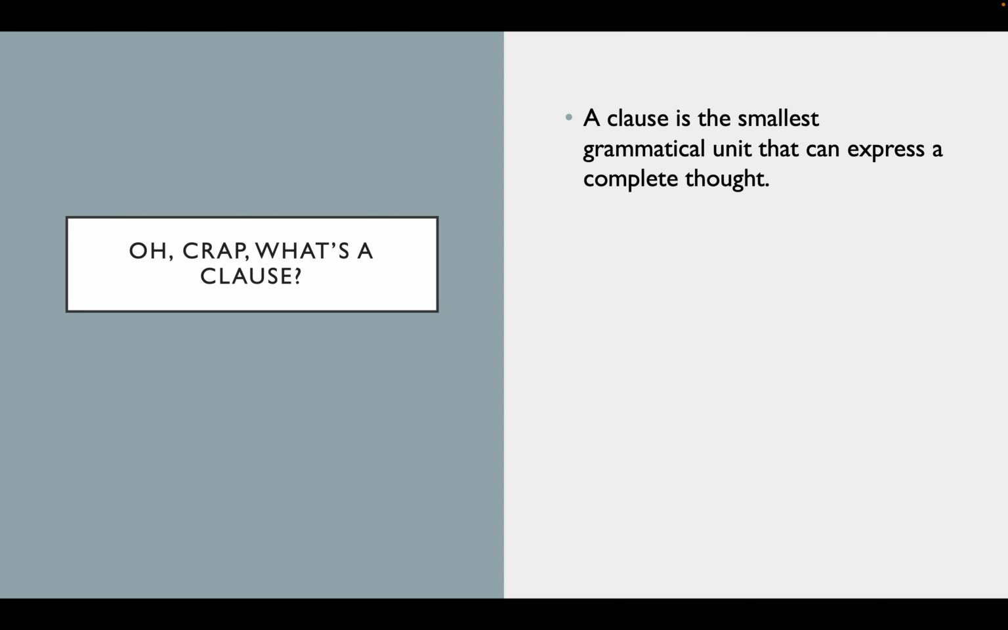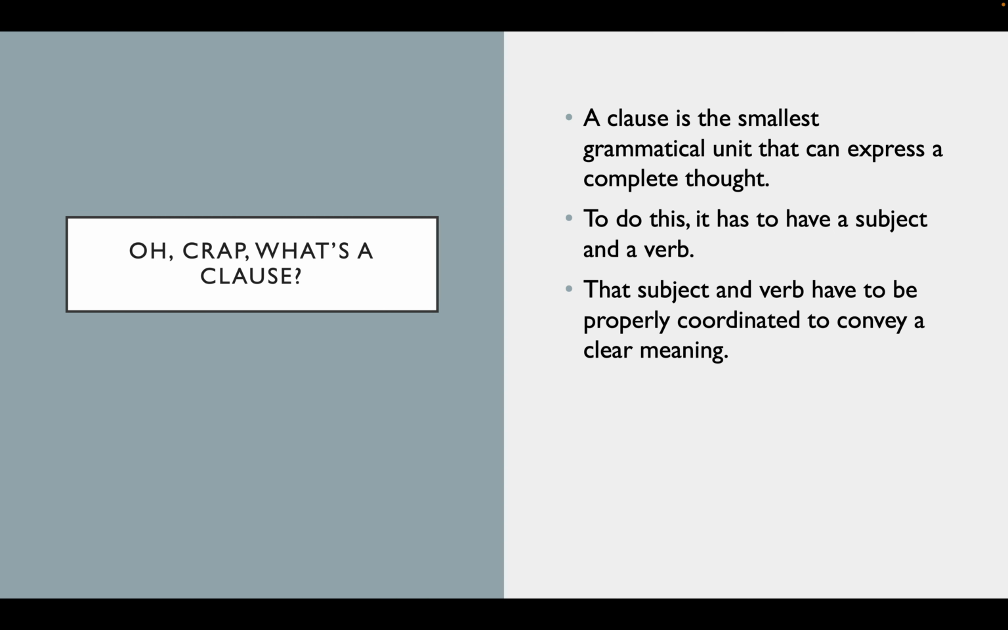Now, that's not terribly helpful, right? So we'll look at examples here. But to be able to do that, a clause has to have a subject and a verb. And some of this is probably starting to sound familiar. But the catch is that subject and verb have to be properly coordinated to convey a clear meaning. And that's important, and we'll see why in a little bit.